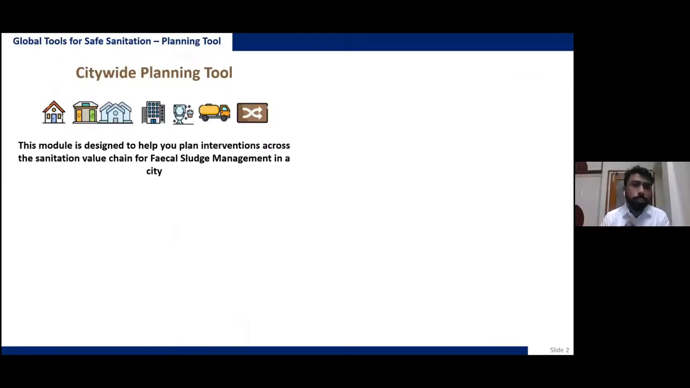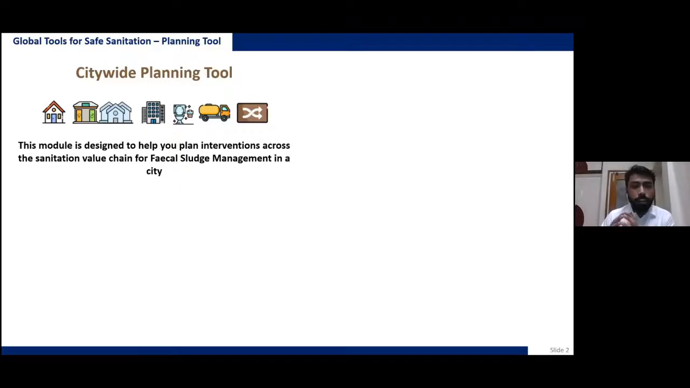And there are several tools on the platform, but given the time, I'll specifically focus on the citywide planning tool. So this is for any user or any stakeholder to plan for their city. You can either choose to plan for the entire city, or you can choose to plan for only a certain section of the city or a few wards of the city.